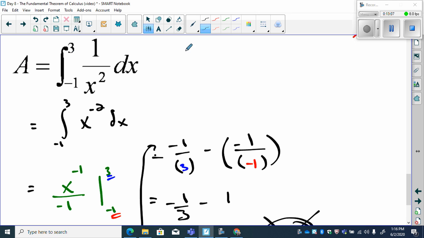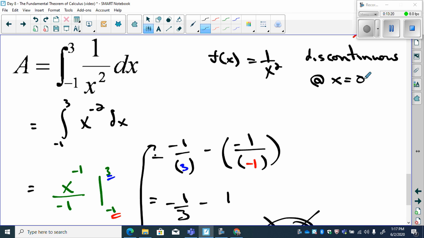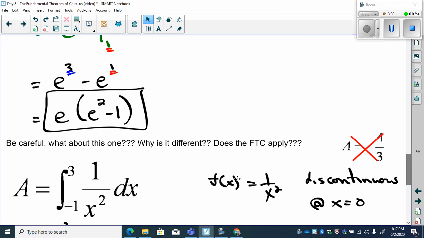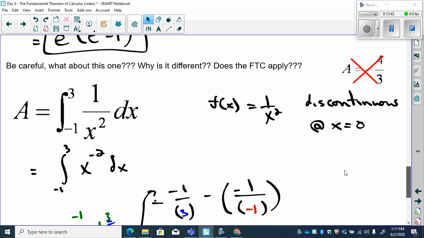First of all, where is 1 over x squared discontinuous? If you said it's discontinuous at x equals 0, you are correct. And 0 is between a and b. It's between -1 and 3. So since it is discontinuous between a and b, we can say that the fundamental theorem of calculus does not apply, and it has no area. Okay? There'd be a vertical asymptote at x equals 0, or an infinite discontinuity is what they'd call it.